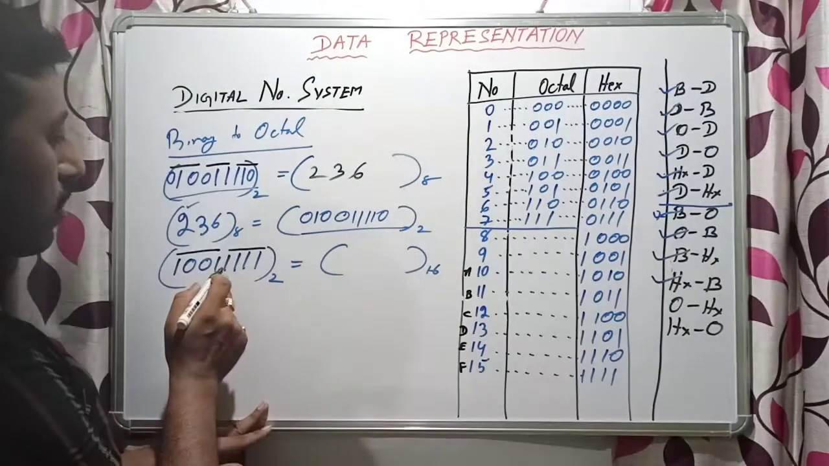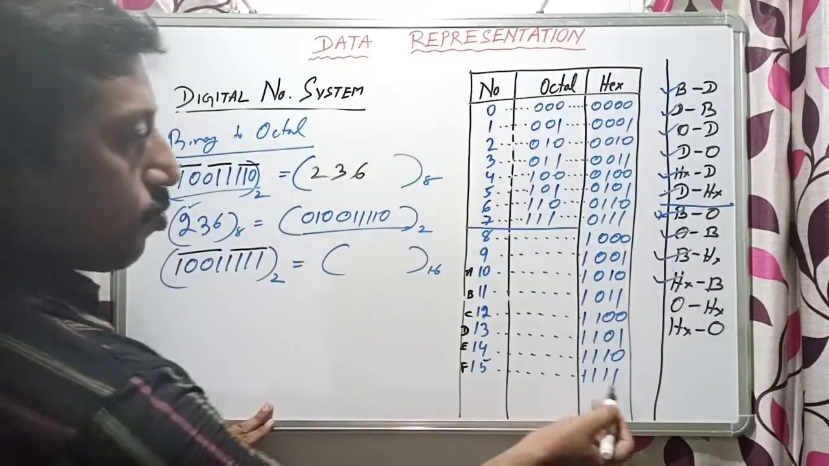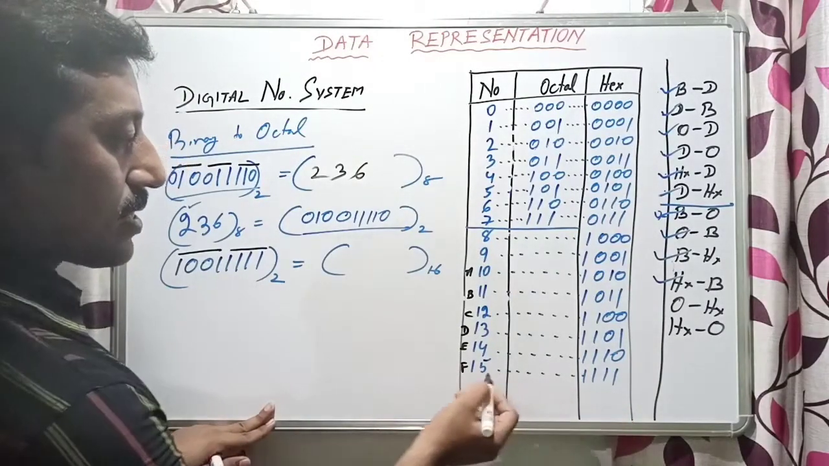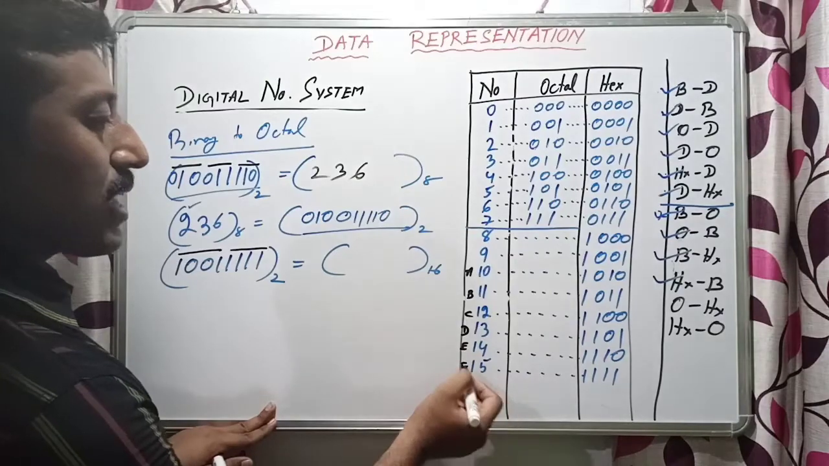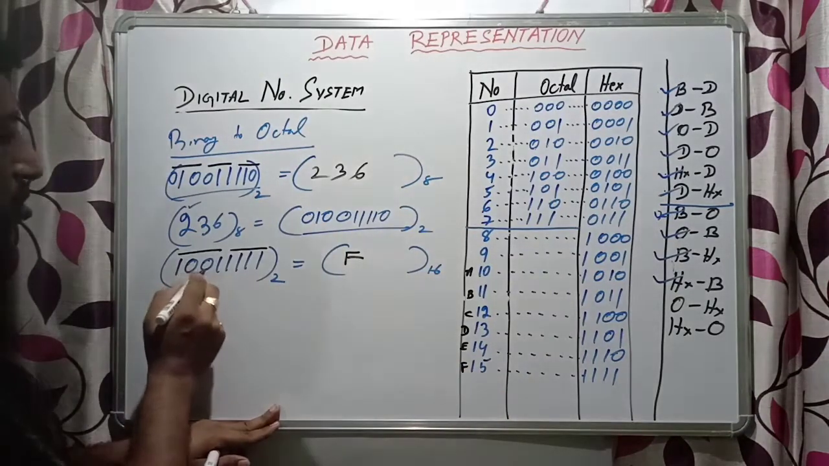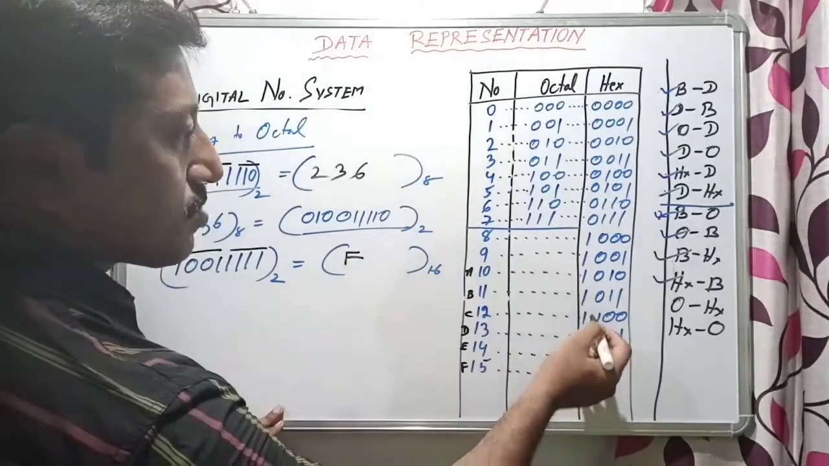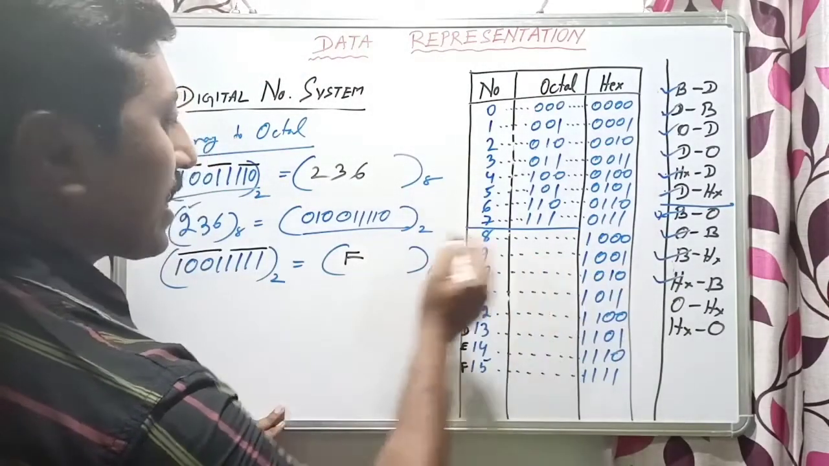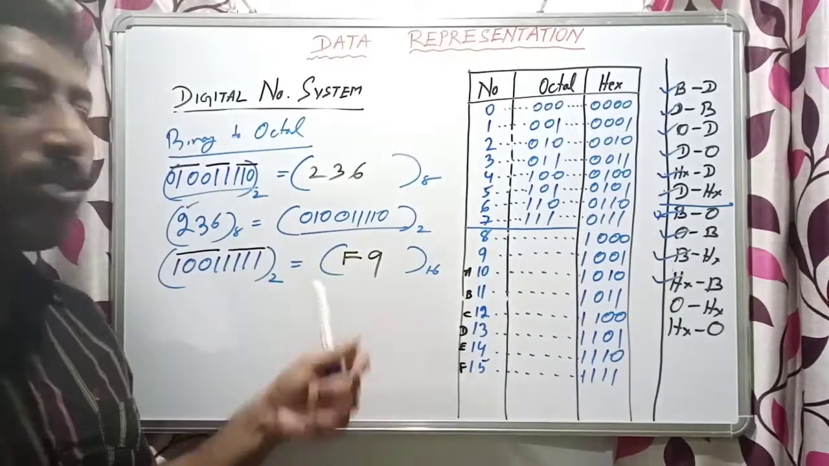So now you see 1 1 1 1. Now you see the table. It is coming 15, and 15 means F. So we'll write here F. Now here 1001. 1001 means it is 9. So the output is F9.